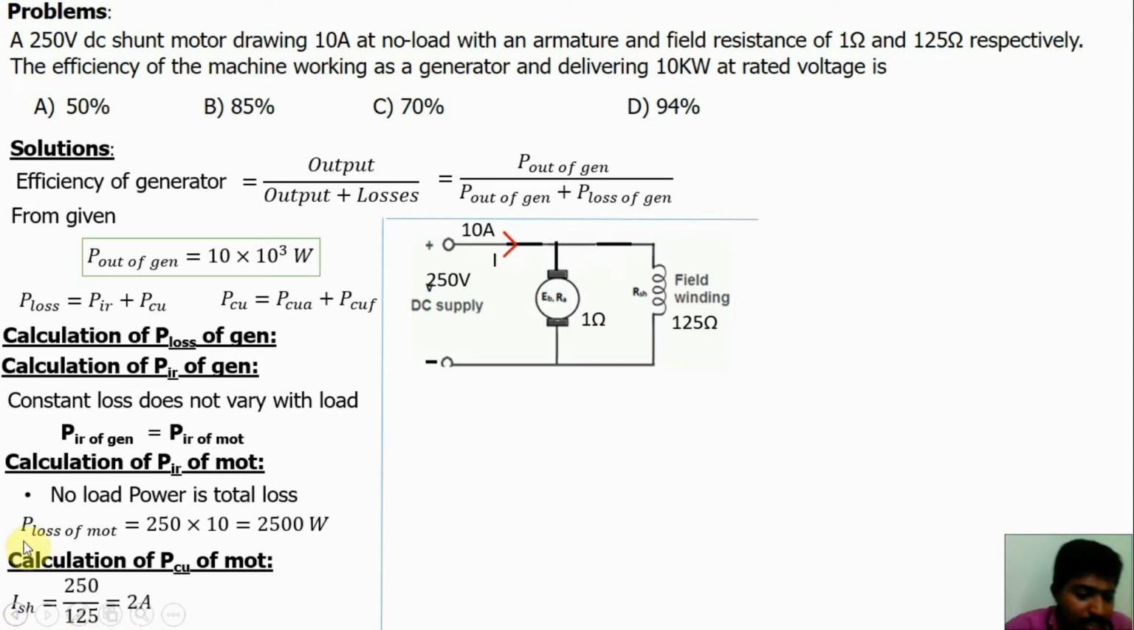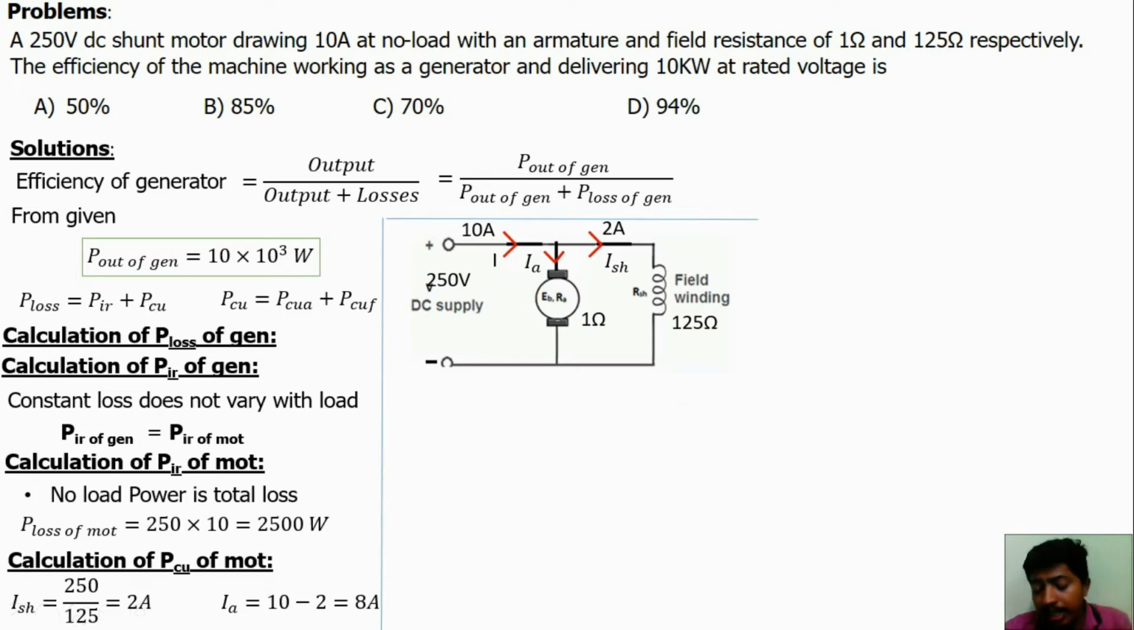So ISH is equal to voltage 250 divided by resistance 125. This is in parallel, so just apply voltage law. In this loop we get ISH is equal to 250 divided by 125. V is equal to IR. V is 250, I is ISH, and RSH value is 125. So ISH value is 2 amps. If you know this I and ISH, we can find IA. Just apply current law at this junction, we get total current I is equal to IA plus ISH. From that IA is equal to I minus ISH. So 10 minus 2, 8 amps.